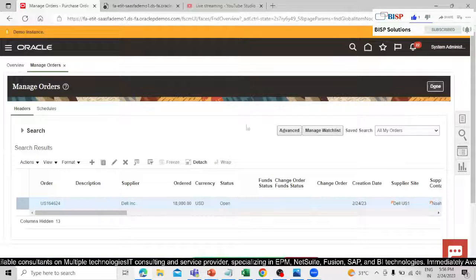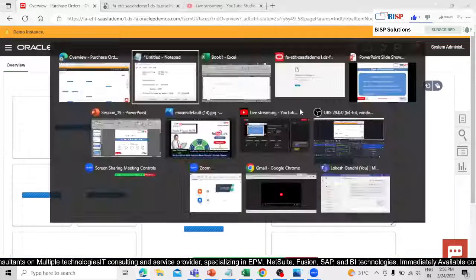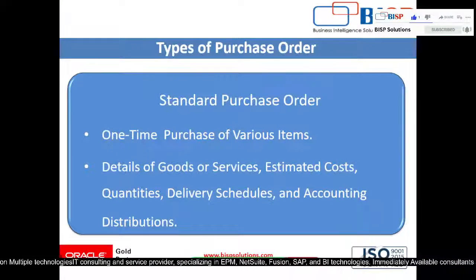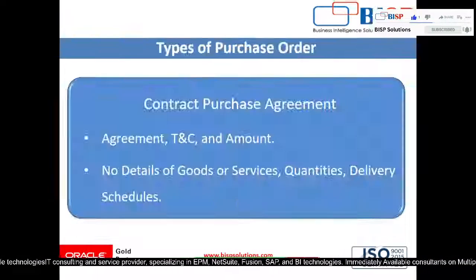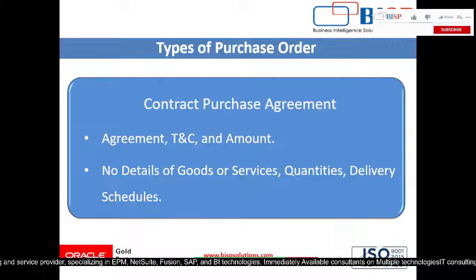So now let's move. Our third concept is this one. Sorry, this contract purchase agreement. So in this contract purchase agreement, we need no need to define our goods and services and quantities, delivery schedules, promising date, right? We have only defined our agreement related information like how much your maximum limit, how your minimum limit of ordering, right? Terms and condition and the amount, right?